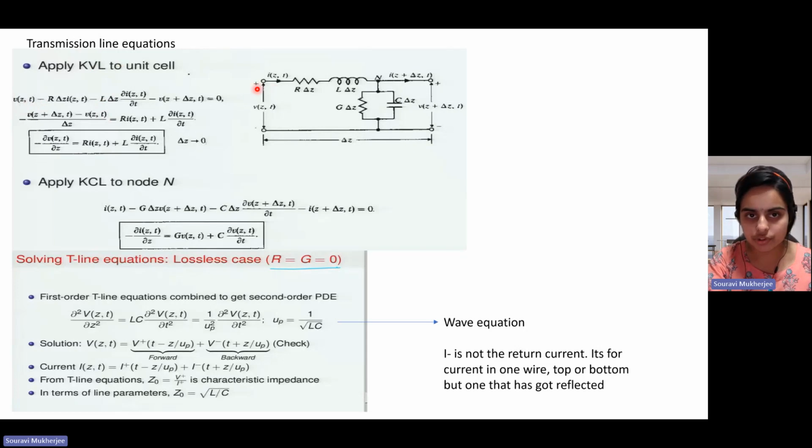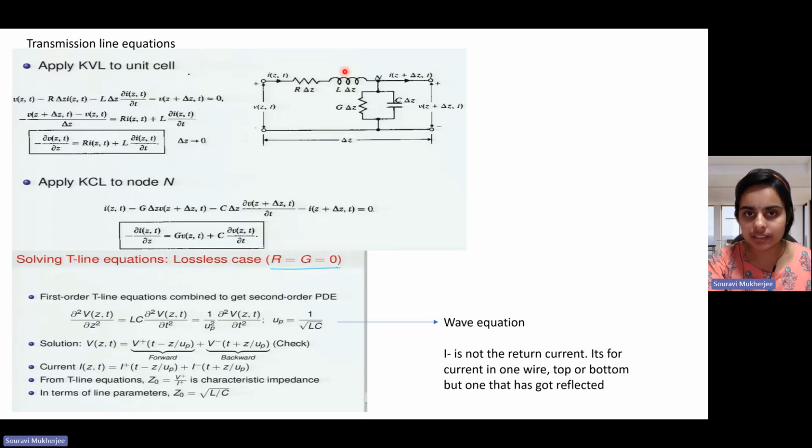So there's some voltage drop here, and then there's some voltage drop here, but that is different from what was here, right? And how different, we'll try to find out. So V of Z into T, and then there'll be some drop here, right? So minus R delta Z into I. So some drop across the resistor.